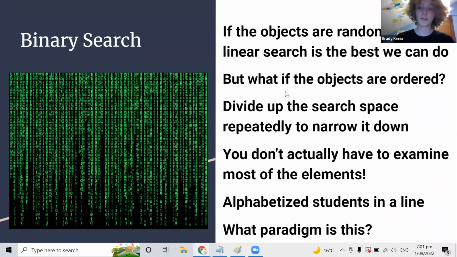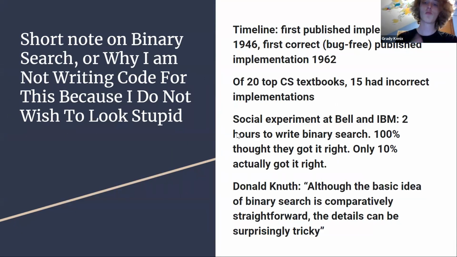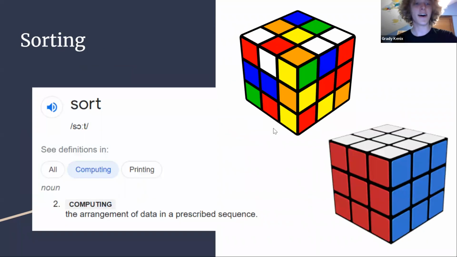Yes, indeed. Or if they're alphabetized and you're looking for Joe and you find, I don't know, John, then obviously John comes after Joe in the alphabet. So you know you're going to have to look before John, and you can just immediately rule out all the kids who come after John in the line. So it's useful. You divide it up one by one by one, and this is a divide and conquer paradigm. I'm not actually doing any code for it, because it's difficult, basically, TLDR.